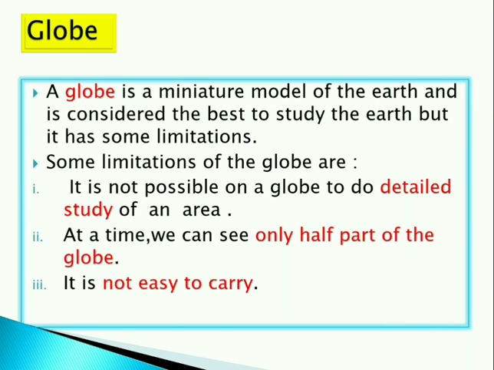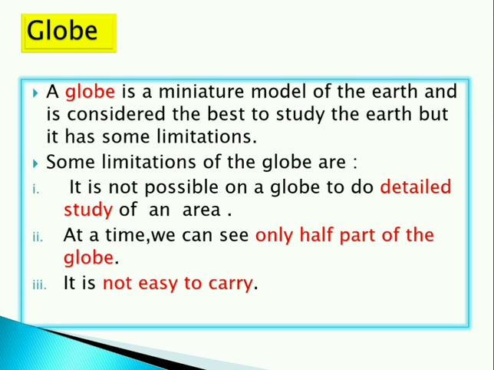Globe. A globe is a miniature model of the earth and is considered the best to study the earth. But it has some limitations. Globe, as you all know, is a small size or miniature model of the earth and it is considered best to study the earth because its shape resembles that of the earth, but globe has certain limitations.